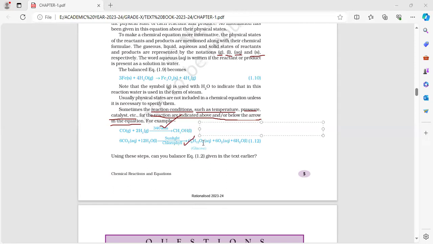What is happening here? In this chemical equation, we are taking carbon monoxide, CO. Note it down in your textbook. Carbon monoxide, mono means one, a monoxide gas. Plus H2, which is hydrogen gas. What happens when you add carbon monoxide and hydrogen gas? You will get methyl alcohol.